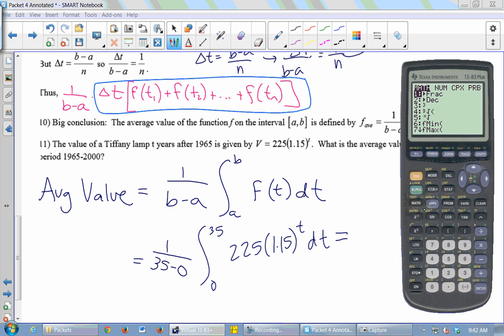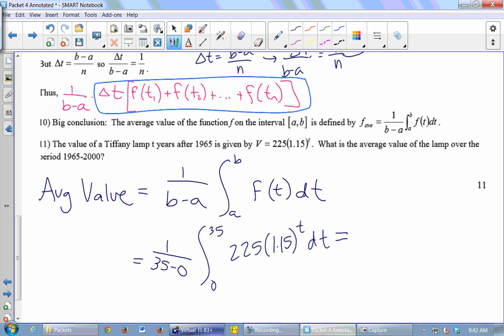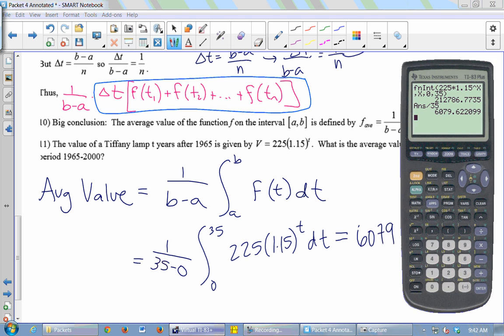All right, so in Math 9, I type 225 times 1.15 to the x, comma 0, comma 35. And then I'm going to take that value and divide it by 35 years. $6,079.62 is the average value of the lamp over the 35 years.